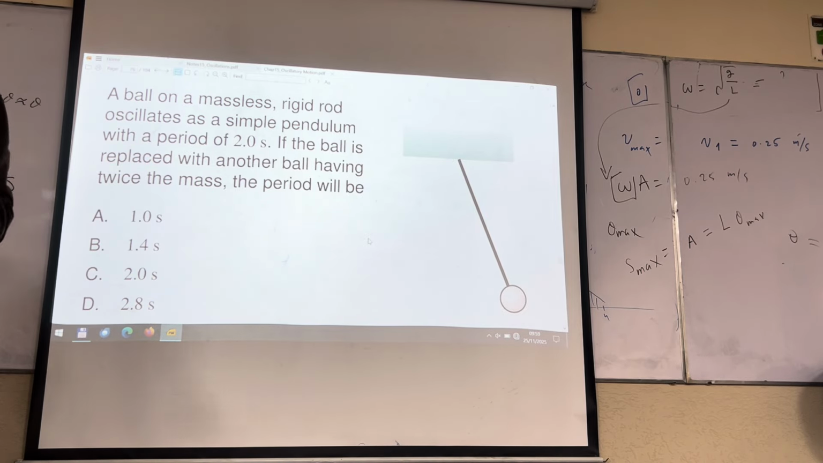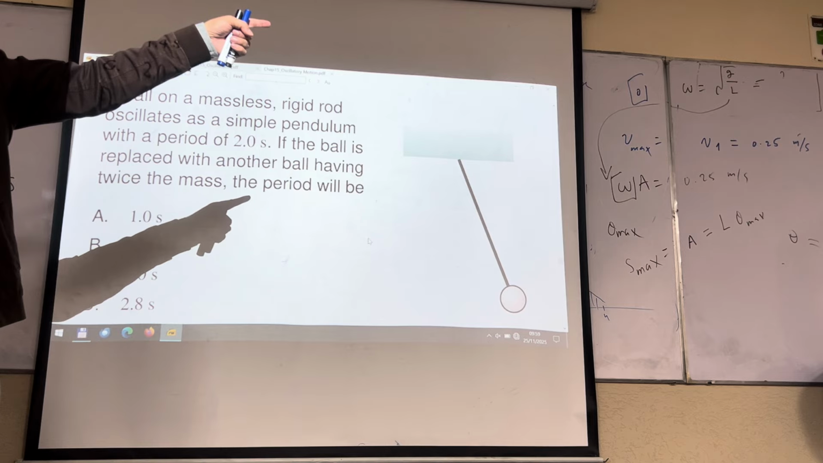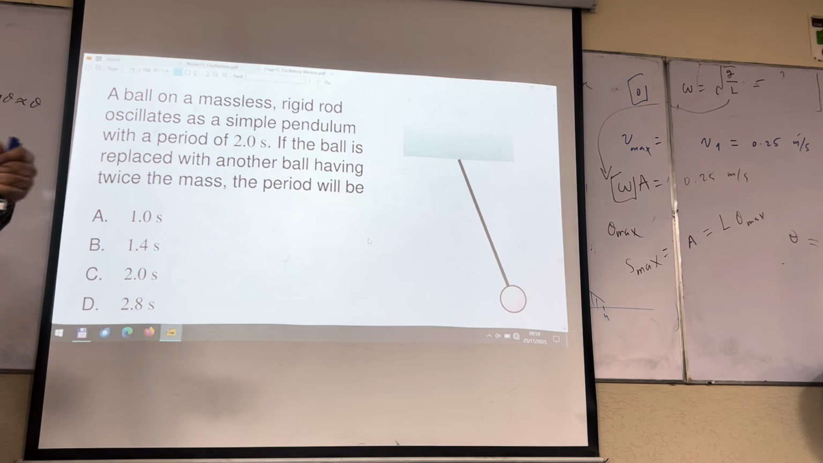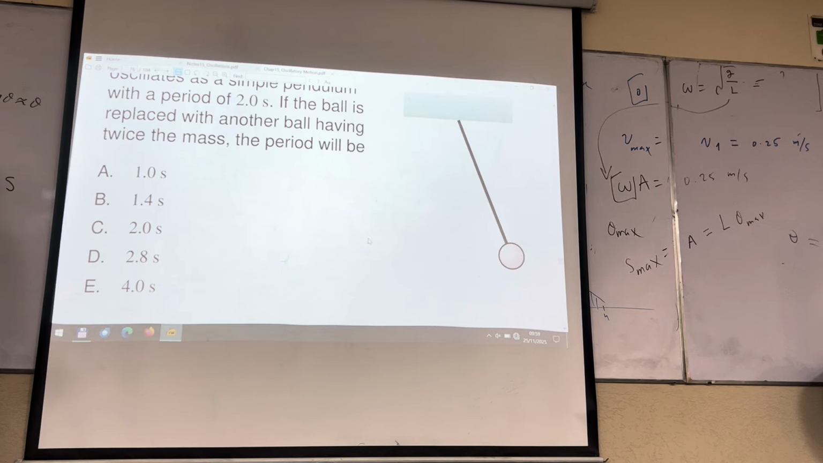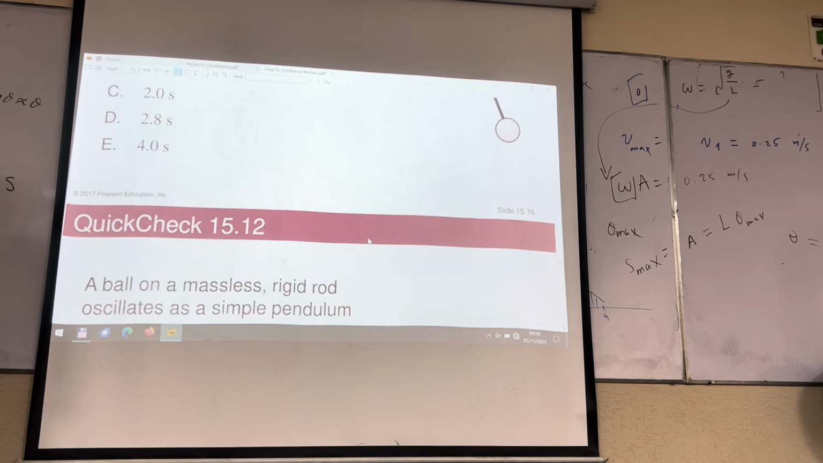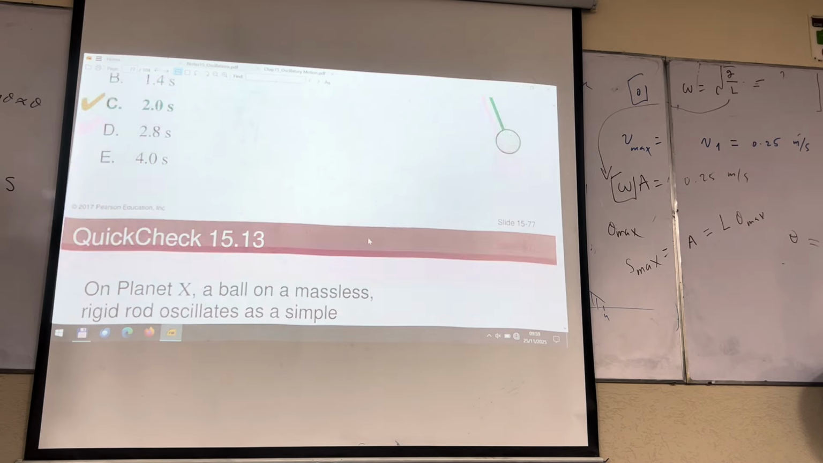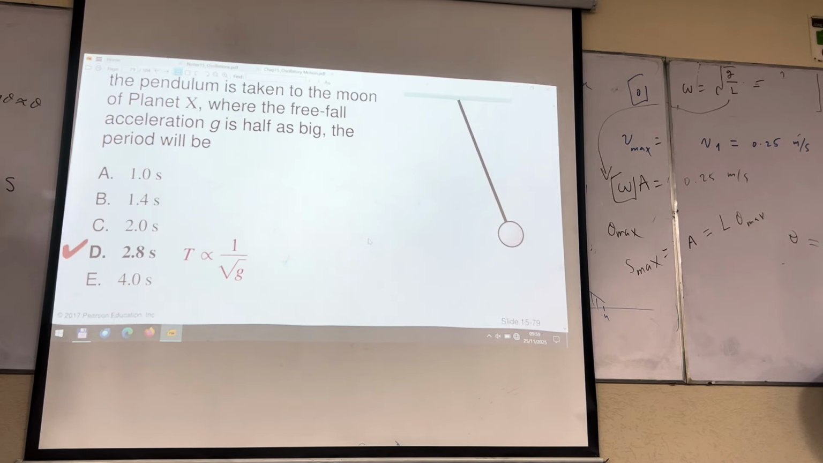Formula is G over L, और वही G over L ओमेगा, और उसी ओमेगा से अप टी, तो मास तो उसमें आ ही नहीं रहा ना. ठीक है, इसका मतलब यह है कि उससे मोमेंट ऑफ इनर्शिया चेंज नहीं होगा ना, मास चेंज हो रहा है सिर्फ. ये बाकी आप खुद कर ले. ठीक है.